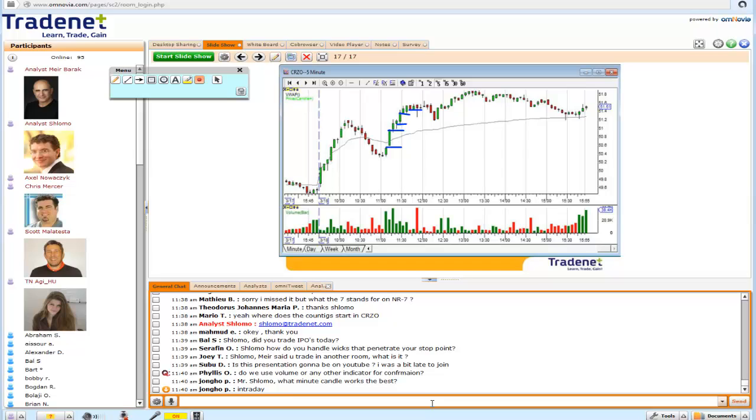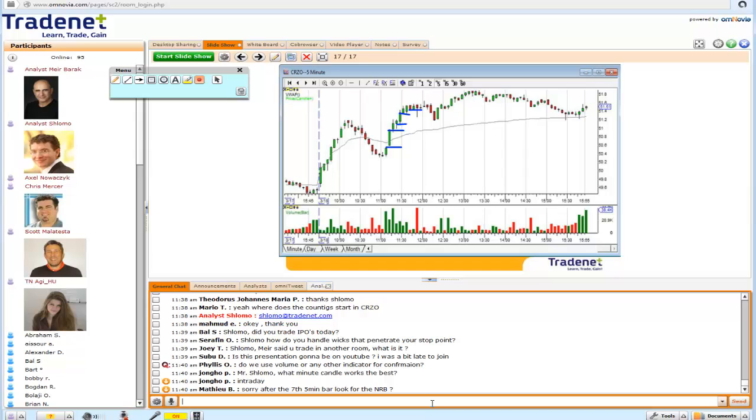All right, Surfing is asking, how do you handle wicks that penetrate your stop point? Well, actually, Surfing, I like these wicks, or let's call them tails and not wicks, because they let me just close the position and take profits back home. And for example, this tail just took me out of the position. So I'm using the tails. Usually I'm using the tails in order to place my stops just below them.